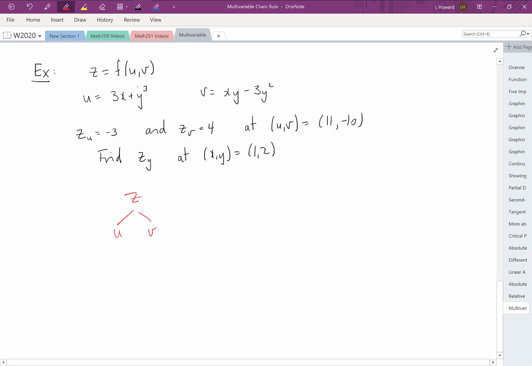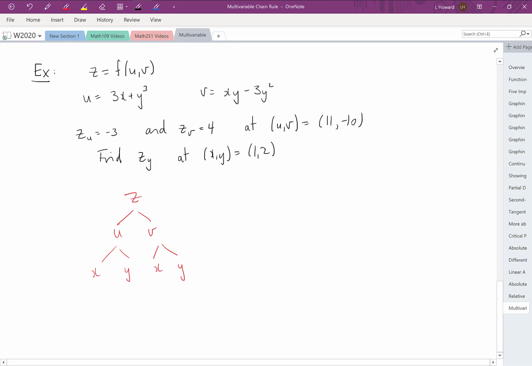And then in our next line, we've got formulas for u and v. We can see that u and v somehow depend on the variables x and y. So we're going to draw x and y there. And that at least captures the relationships that we're seeing in those first two lines.